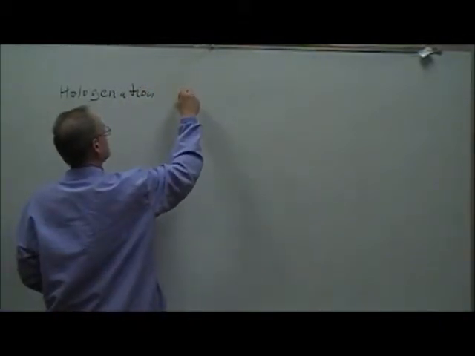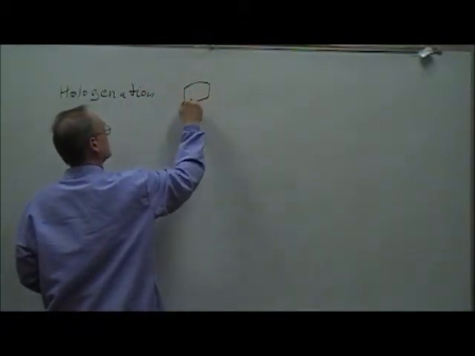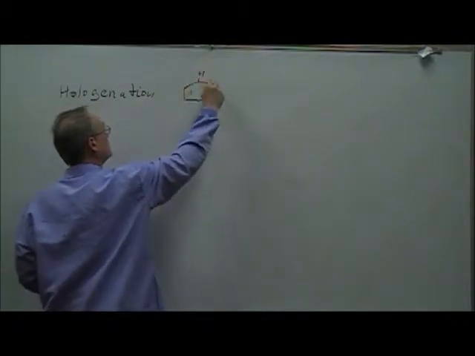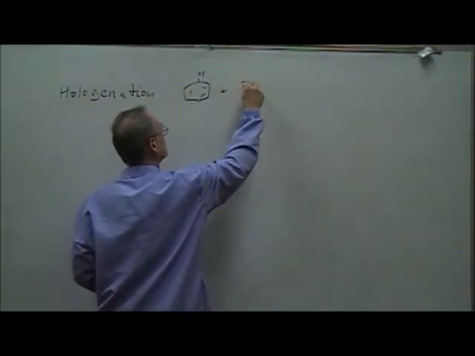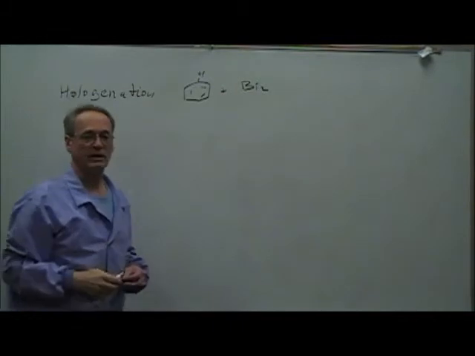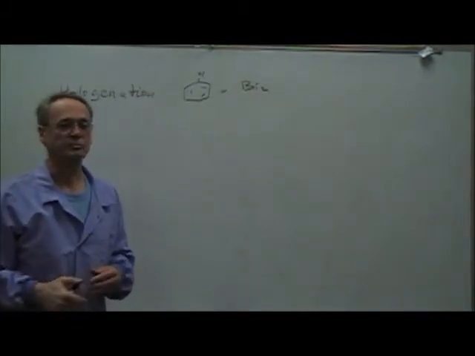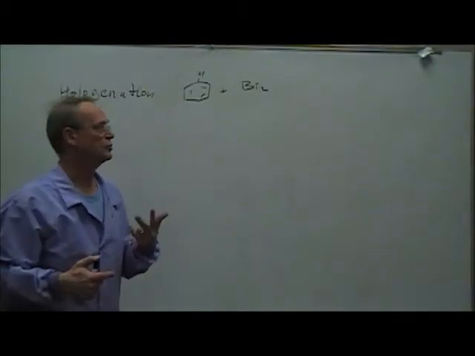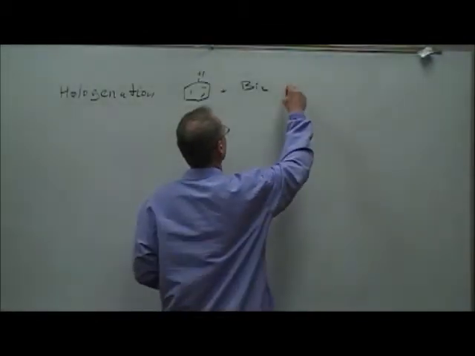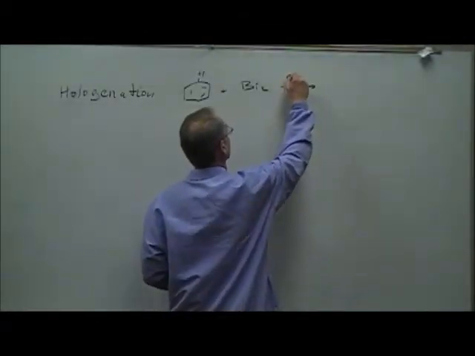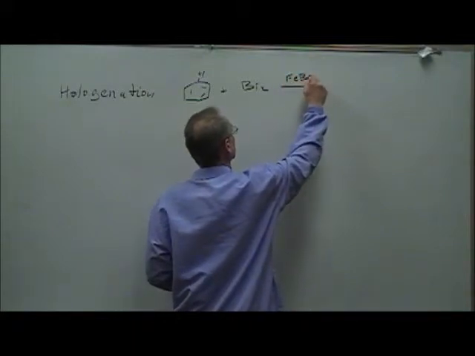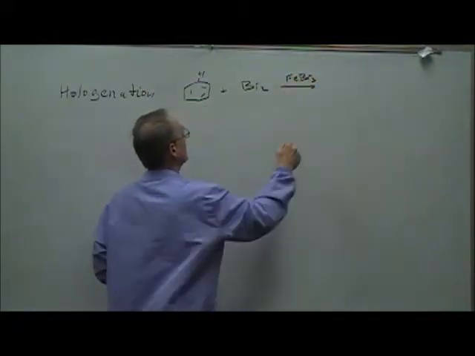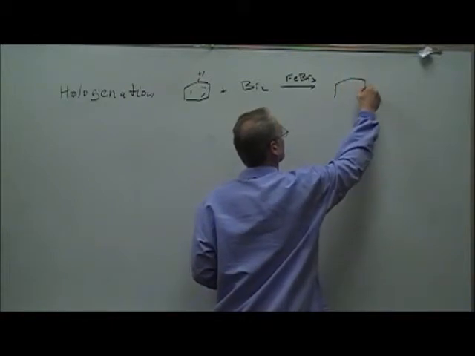In this reaction, the benzene ring with its hydrogen reacts with, and I'm going to use Br2 as the reagent. Keep in mind it could also be Cl2, not iodine and not fluorine, but Br2 or Cl2 will work. And over the arrow we're going to write FeBr3, and we're going to end up with the bromine attached.